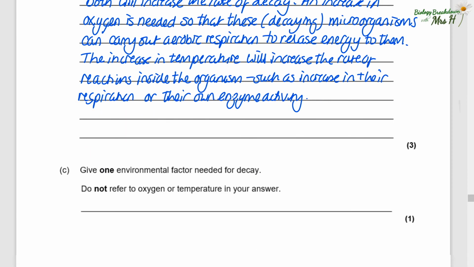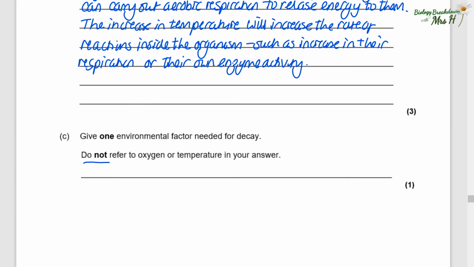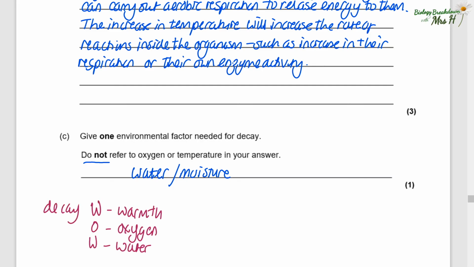Give 1 environmental factor needed for decay. Do not refer to oxygen or temperature in your answer. So please don't put oxygen or temperature in your answer. What you need to think about is the WOW. When things decay, think WOW: W for warmth, meaning temperature, O for oxygen, and then W for water. So that is your missing ingredient to the oxygen and temperature. We've got to have moisture involved there. You can't have any biological chemical reactions occur if they're not dissolved in water.